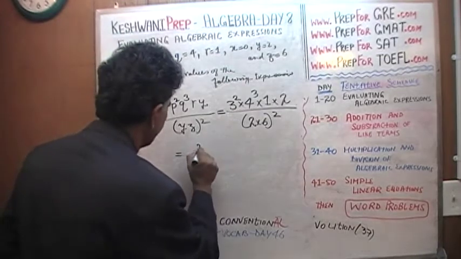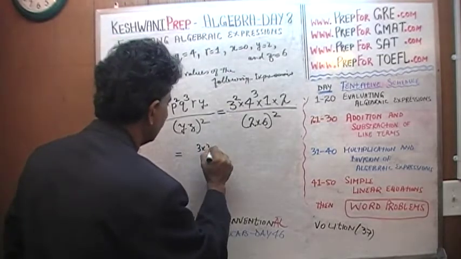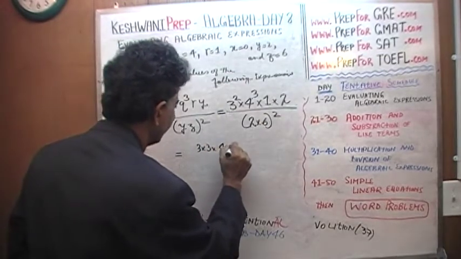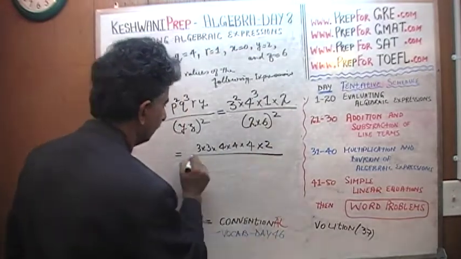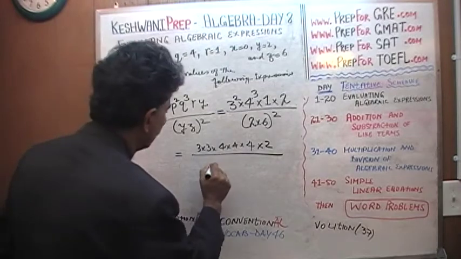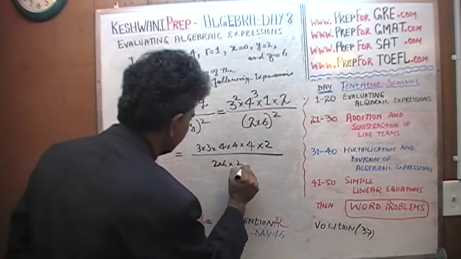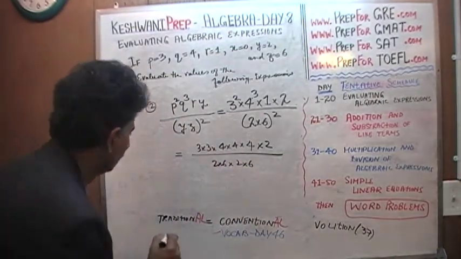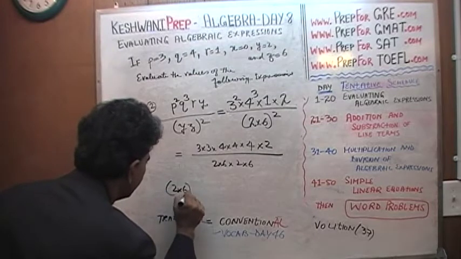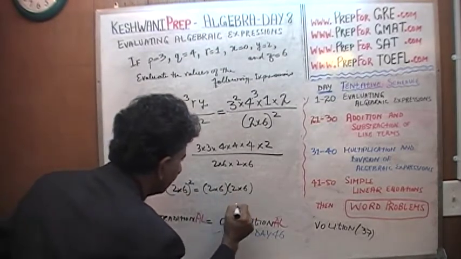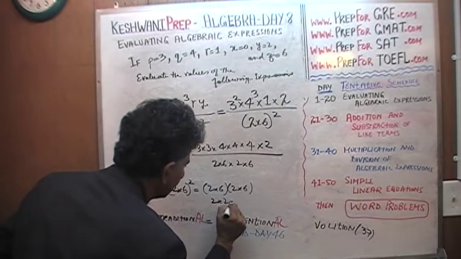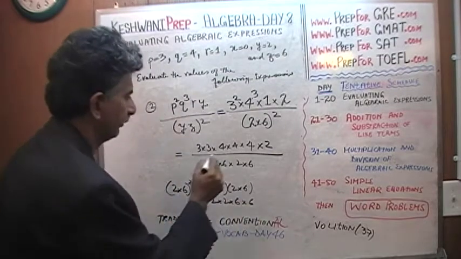3 squared is just 3 times 3. 4 cubed is just 4 times 4 times 4. We're not going to worry about 1 because it does nothing. Over 2 times 6 times 2 times 6. Because 2 times 6 squared is the same as 2 times 6 times 2 times 6, which is the same as 2 times 2 times 6 times 6. Which is what we have here.